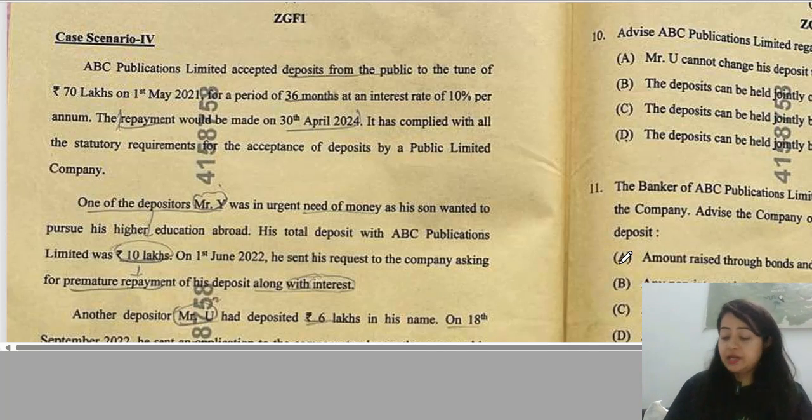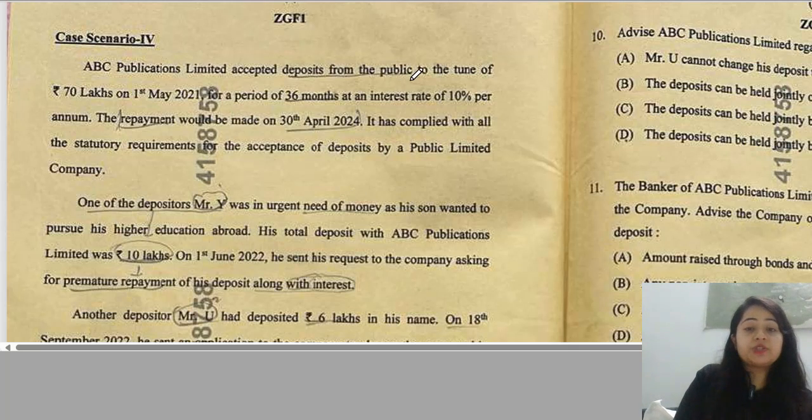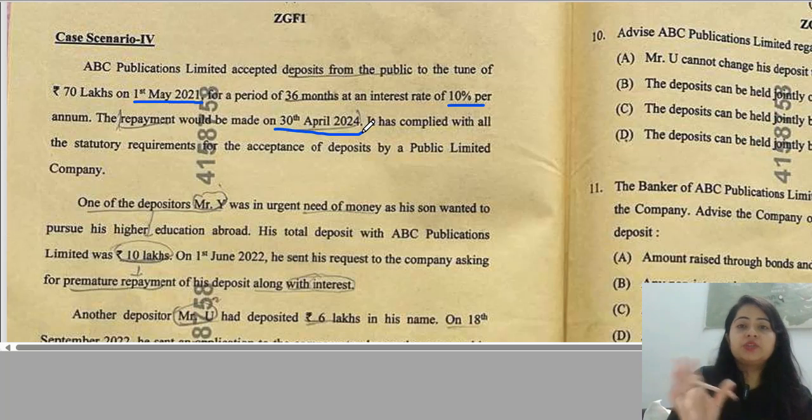Now let's look at case scenario 4, which is relating to the acceptance of deposits chapter. Okay, let's read this. So we have ABC Publications Limited. It has accepted deposits from the public to the tune of 70 lakh rupees on 1st May 21 for a period of 36 months at the interest of 10% per annum. The repayment would be made on 30th April 24, which is 3 years basically, or 36 months. It has complied with all the requirements as per the Act.